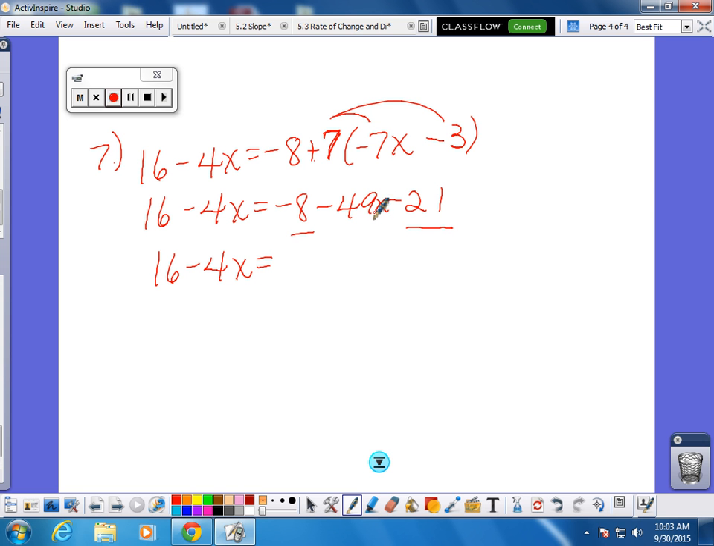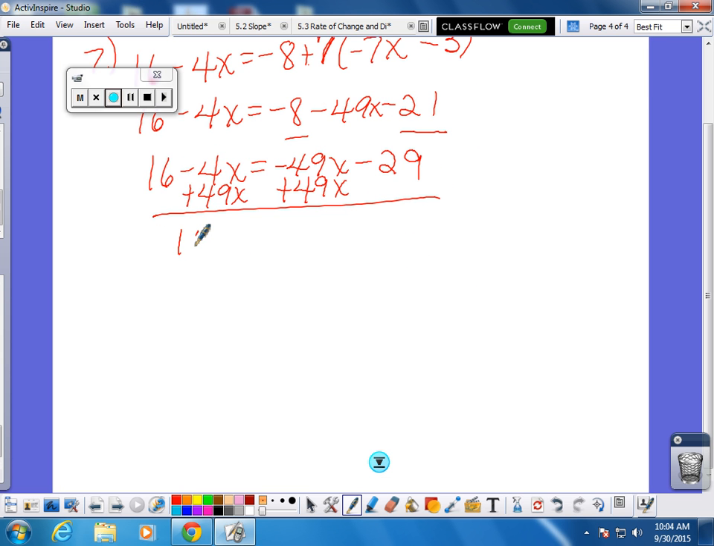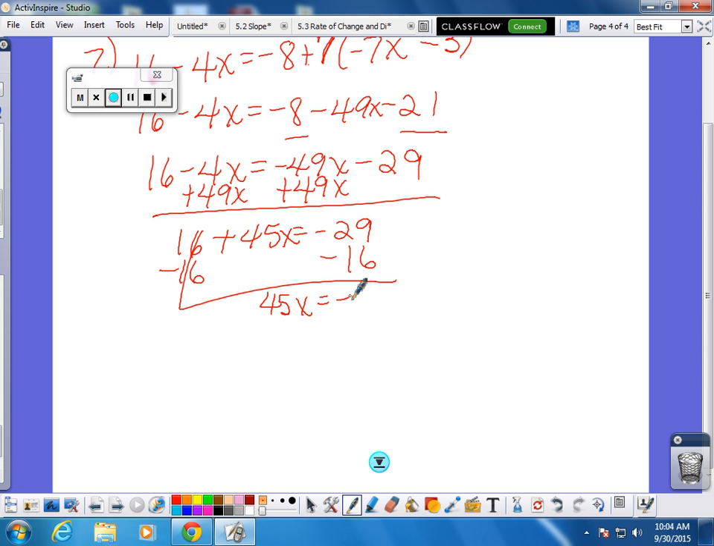This has got x with it right here. So this is -49x, and what's -8, -21? -29. Alright, if I want to keep my variables positive, I could add 4x, or I'd add 49x, which is what I'm going to do. So that would be 45x is equal to -29. If I've got all my variables on the left, I take my numbers to the right. What would I have? 45x equals what? And then if I divide by 45, x is -1.